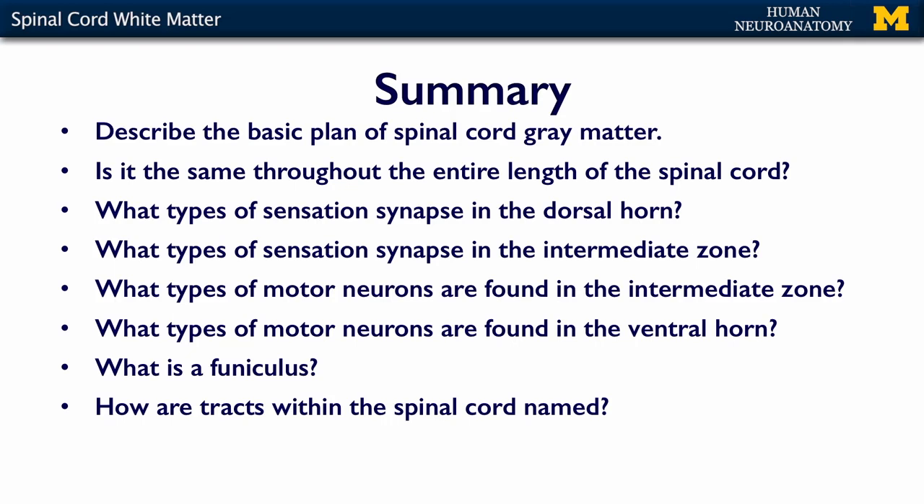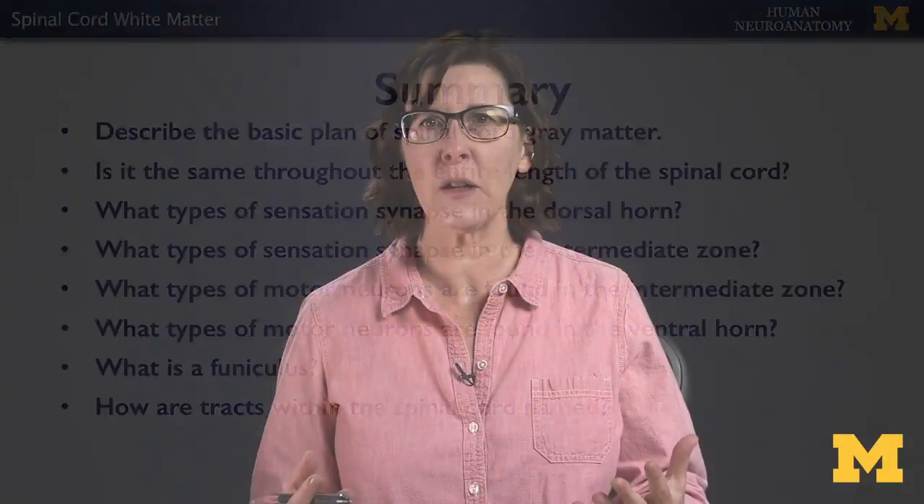What types of sensations synapse in the dorsal horn? What types of sensation are going to synapse in the intermediate zone? What types of motor neurons are found in the intermediate zone? What types of motor neurons are found in the ventral horn? Can you describe a funiculus? And how many tracts are there, or how are tracts in the spinal cord named? And if you understand all of these kinds of things, then you will understand and be ready for the assessment.